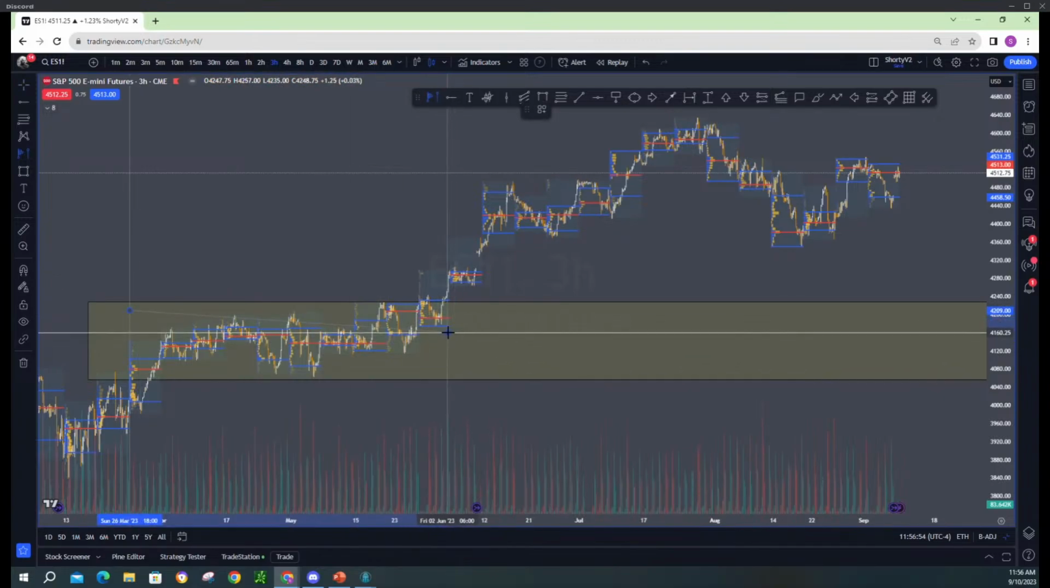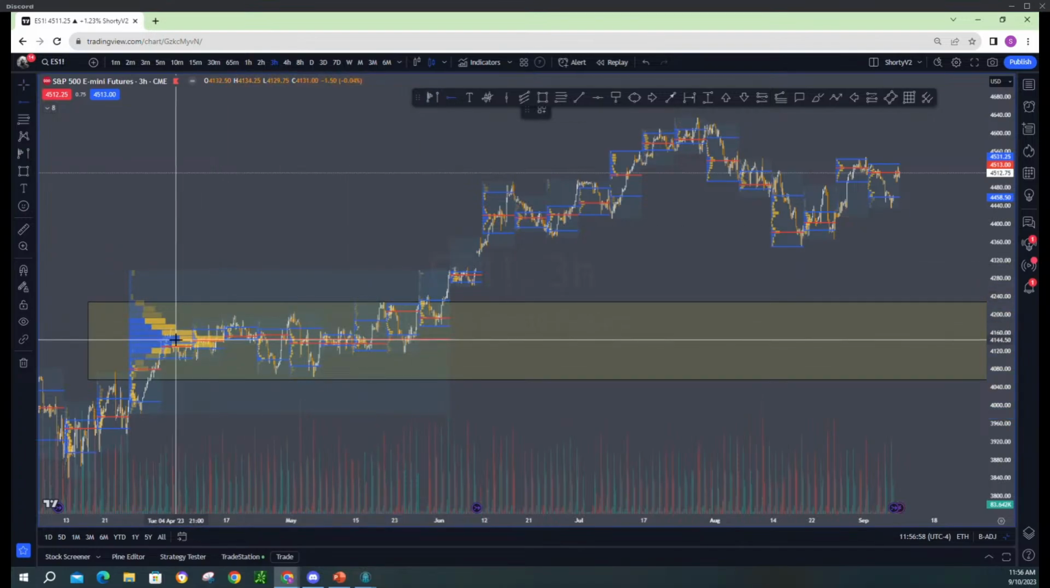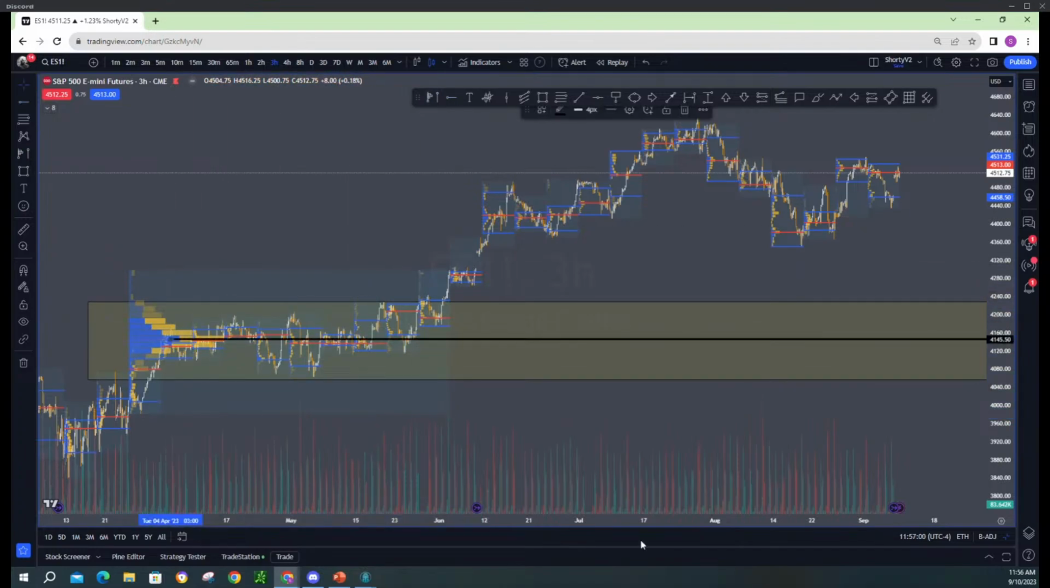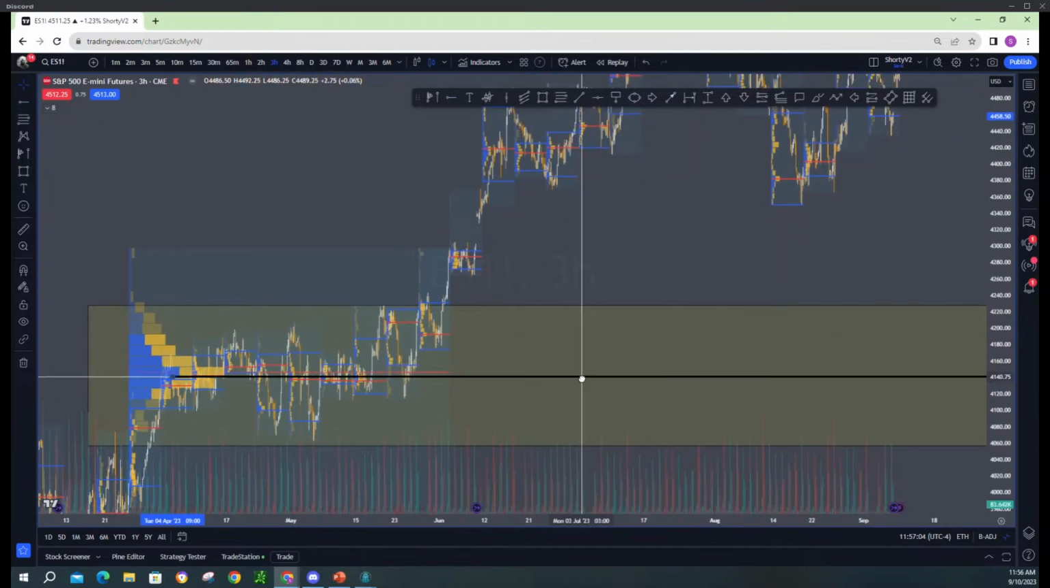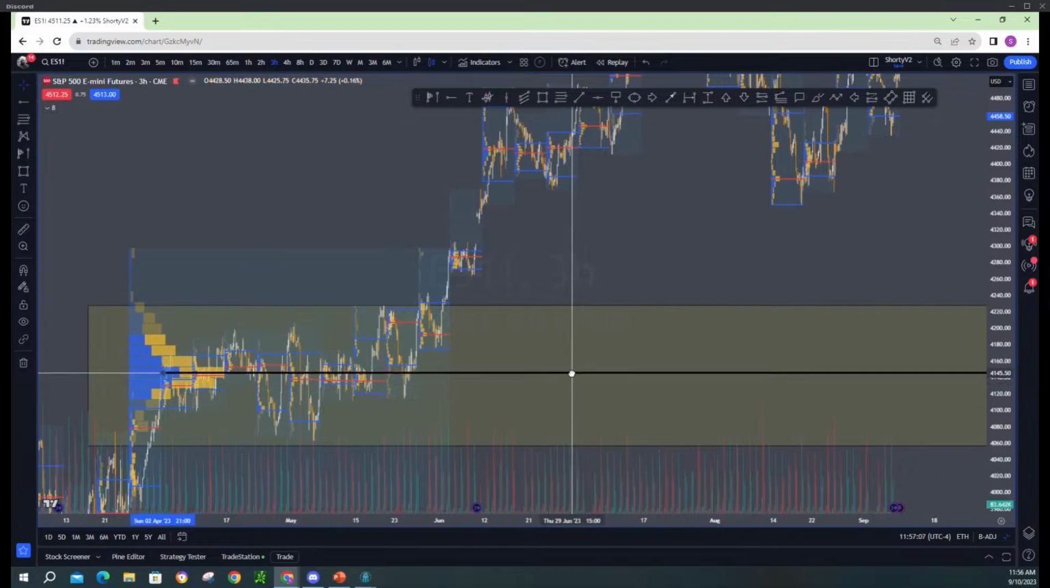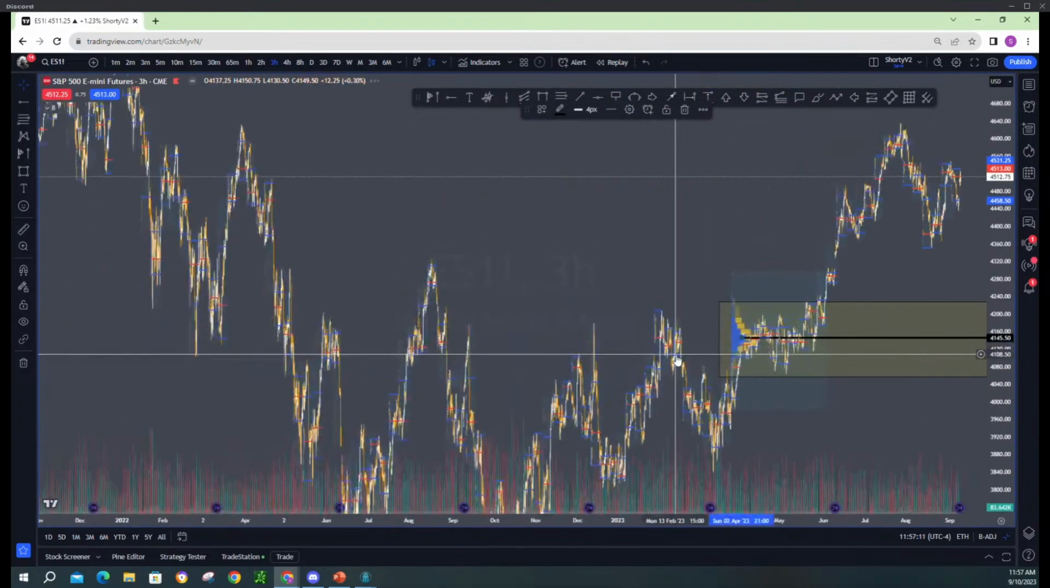Where do you guys think this is going to be? Come on, you guys should know this level by heart. I don't know, 4140, something like that. 4120. Yeah, it's going to be always around 4145, 4140. It's not going to go anywhere. I can't see it, but I know it.